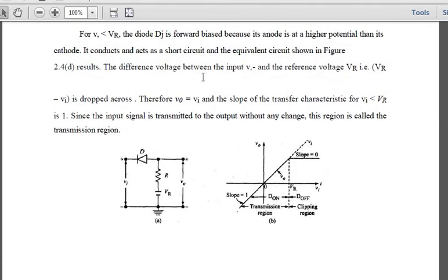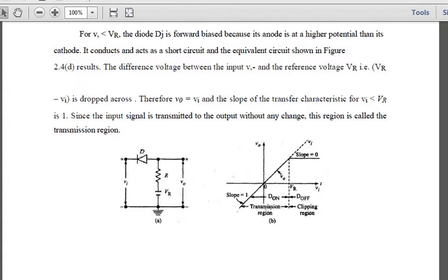The difference voltage between the input voltage and the reference voltage is the part that is dropped off or clipped off. Therefore V0 is equal to Vi, where V0 is the output voltage, and the slope of the transfer characteristic for Vi less than VR is equal to 1. Since the input signal is transmitted to the output without any changes, this region is called the transmission region. Always remember that whenever the input is transmitted to the output without any changes, that region is called the transmission region.